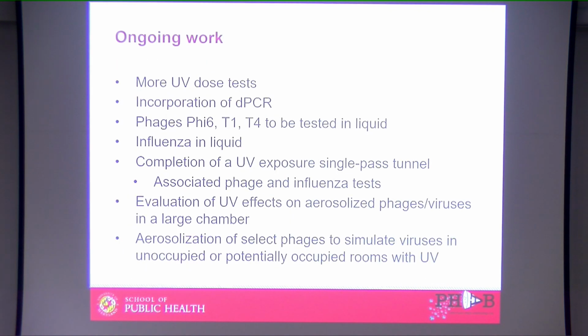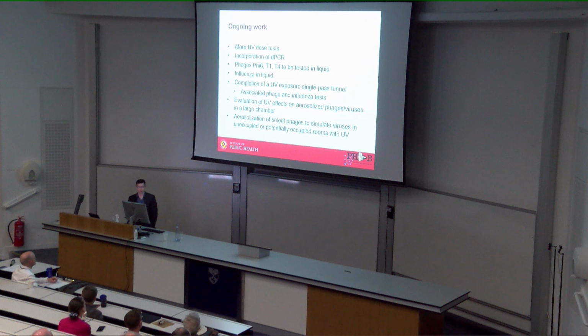For our ongoing work, we have to do more UV dose tests, so we have more time points to analyze. We want to incorporate digital PCR for total phage concentrations, and obviously include phi 6, T2, T1, and T4 to be testing in liquid, as well as doing influenza liquid tests. Following our collaborators' completion of the single pass tunnel system, we have to do the associated phage and influenza aerosolization tests as well. Then we have to evaluate the UV effects on bacteriophages in a large chamber that they also have available. And then finally, using this data to inform us as to what phage we can use to replicate eukaryotic viruses in a potentially occupied room with UV on and off.